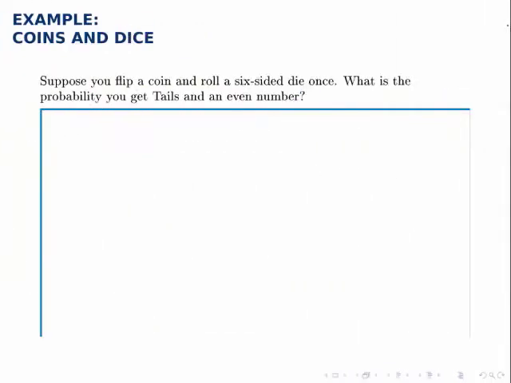Suppose you flip a coin and then roll a 6-sided die once. What is the probability that you get tails and an even number? When we're dealing with probability with "and," if the two events are independent, the probability of one and the other occurring is the product of the individual probabilities. Since these events are independent, we can do this.